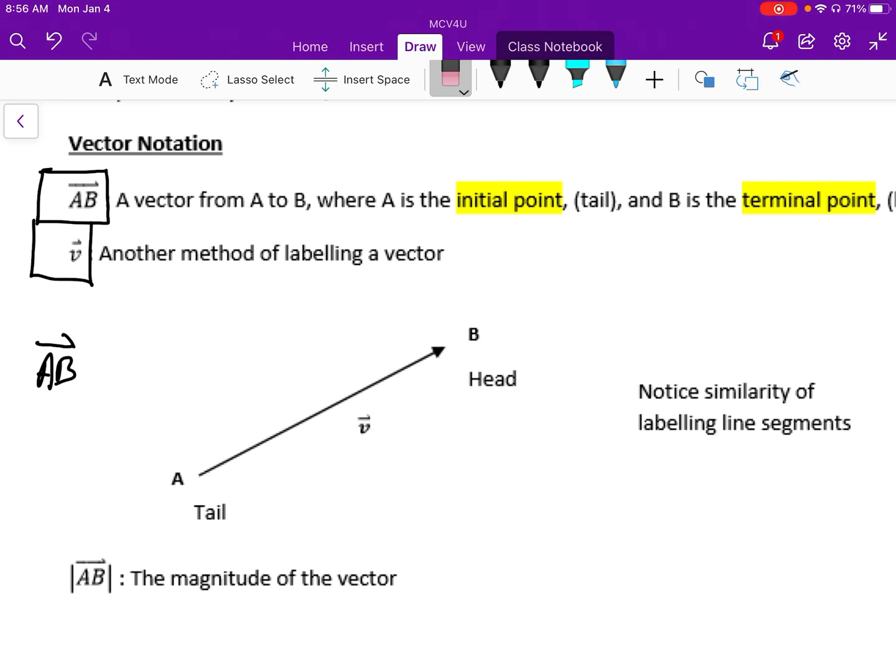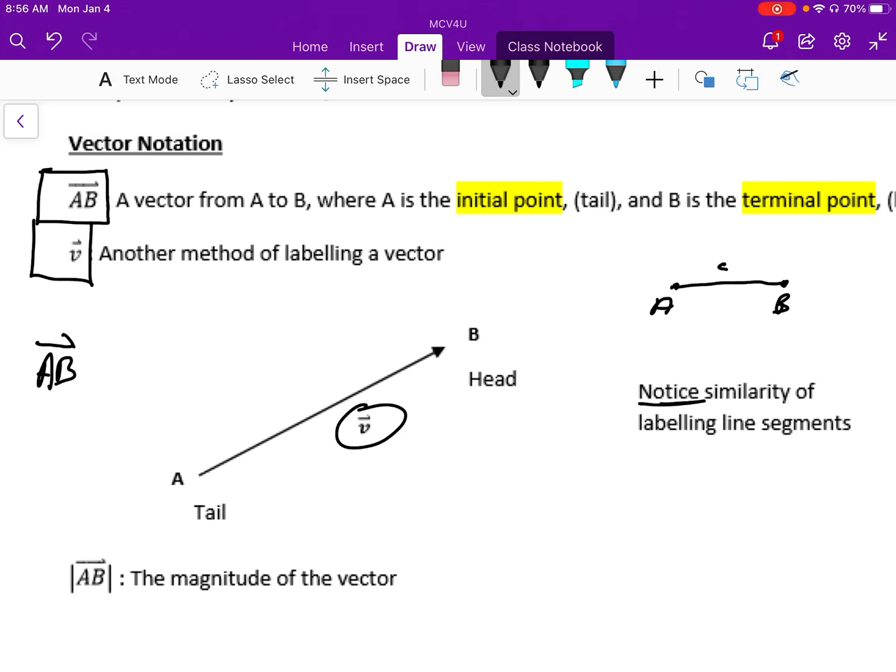Instead of labeling the tail and the head, we can also label it with a lowercase letter, and when we use the lowercase letter, again we use the harpoon over top of it. So in this case, we have vector V. Notice we have a similarity between line segments and lines. If we're doing line segments, the endpoints are listed with capital letters, and inside we could have a lowercase letter for the whole length. It's the same way with vector notation, so nothing new there.